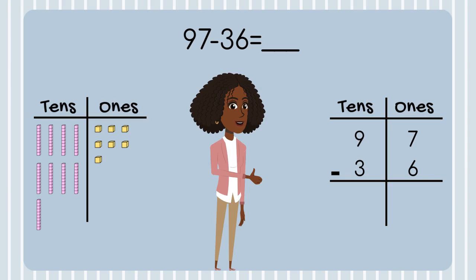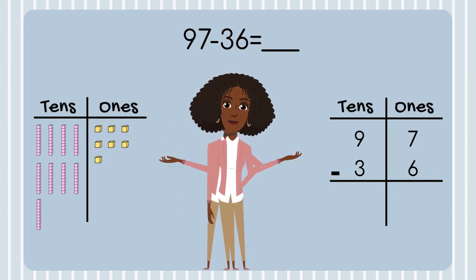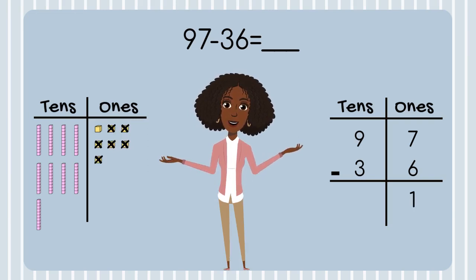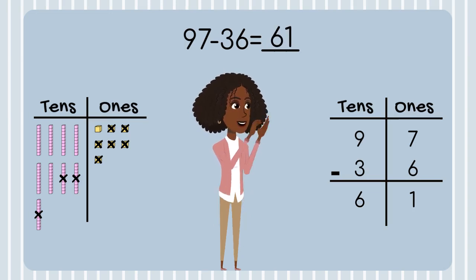You're doing great. What is 7 minus 6? Be sure to use the place value blocks to help you subtract. Wow, you've got this. Now subtract your tens place. What's 9 minus 3? Awesome. Now, can you tell me what 97 minus 36 is? Amazing job! You did awesome subtracting two-digit numbers today.